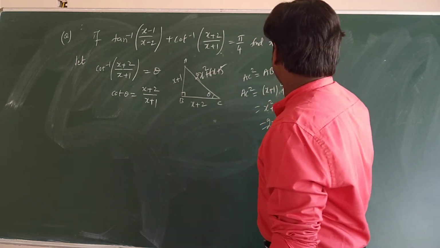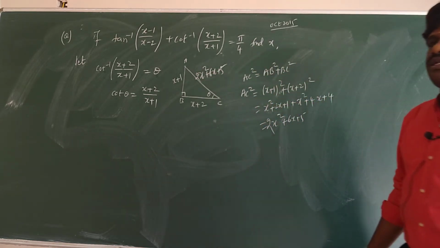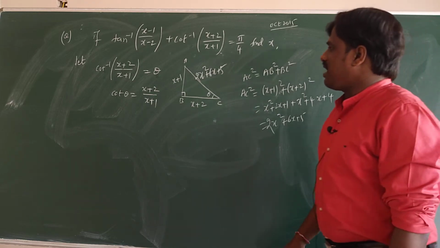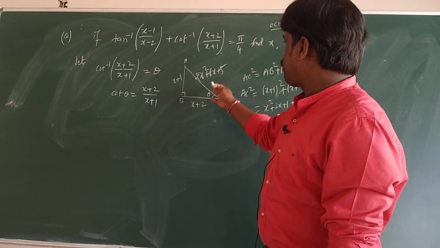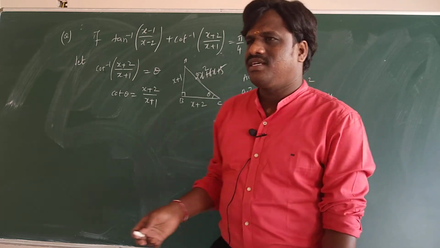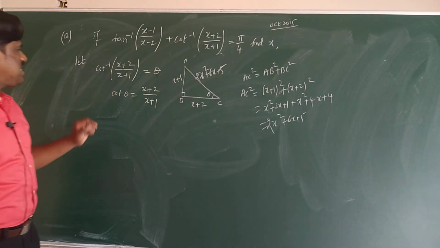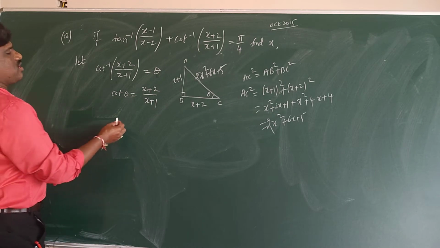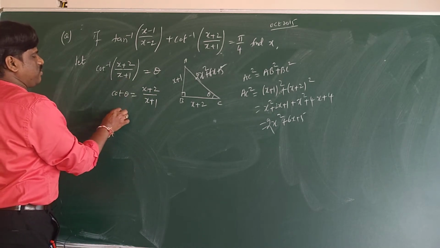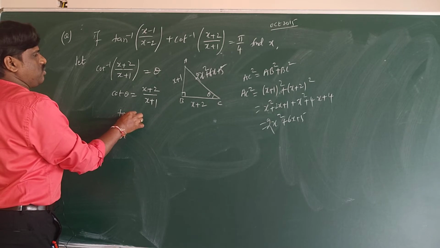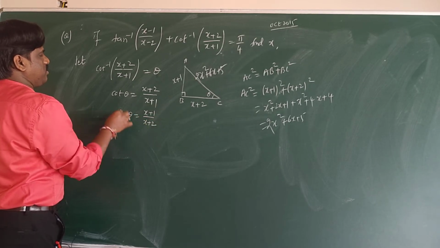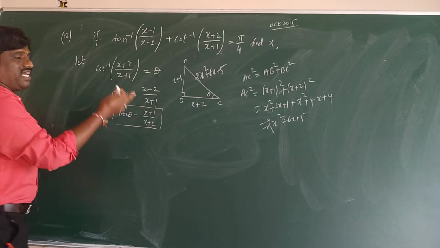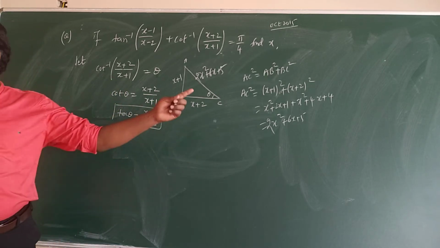2x square plus 6x plus 5, right? Now I want in tan. It is in cot, but no need to find this one unnecessarily. If this is in tan, then what is in cot is this one. So what is tan theta equal to? Tan theta is equal to (x plus 1) by (x plus 2). So directly you can write this one. No need to find that.